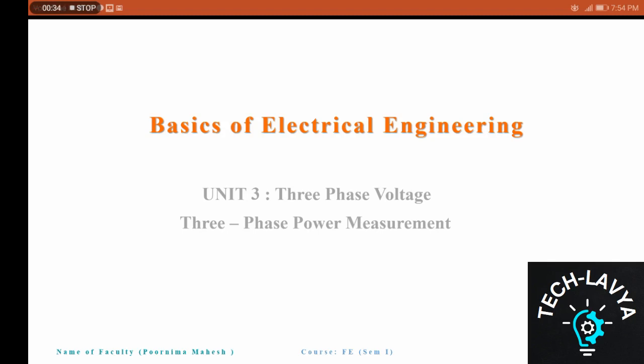Now, why do we require a separate power meter or wattmeter here? Because when you talk about a DC circuit, the power in a DC circuit is going to be VI, right? P is equal to VI. So it is simply the product of voltage and current.